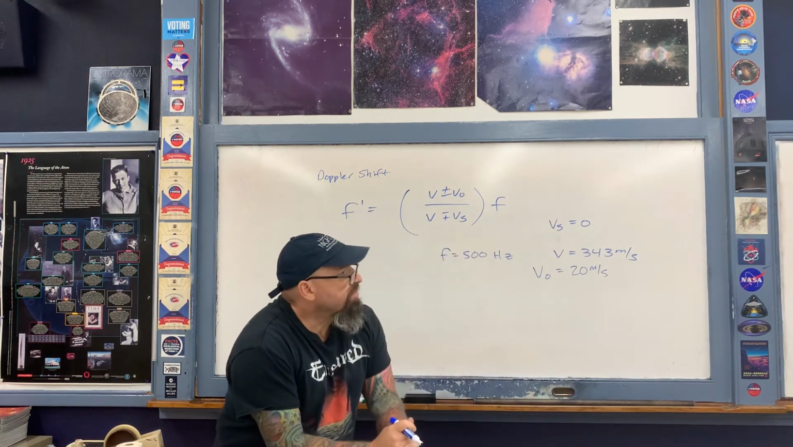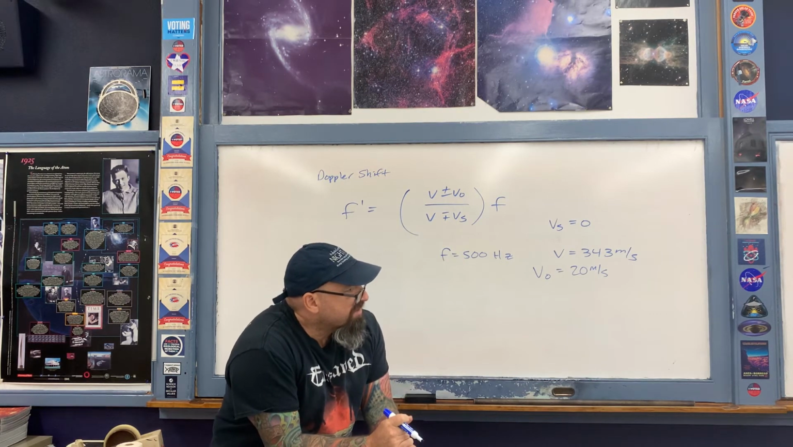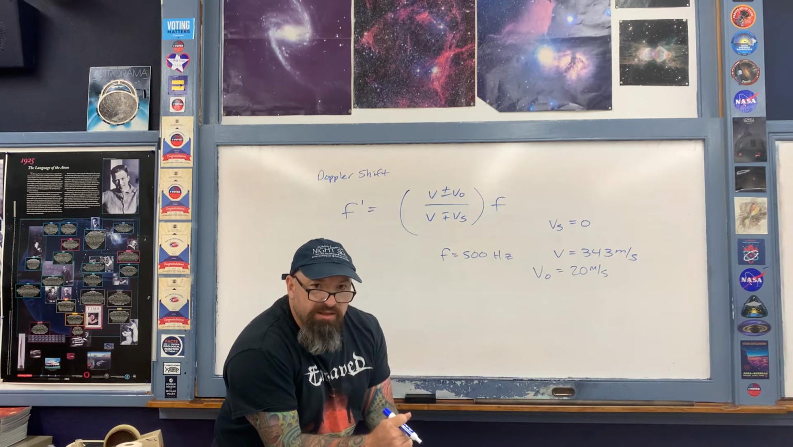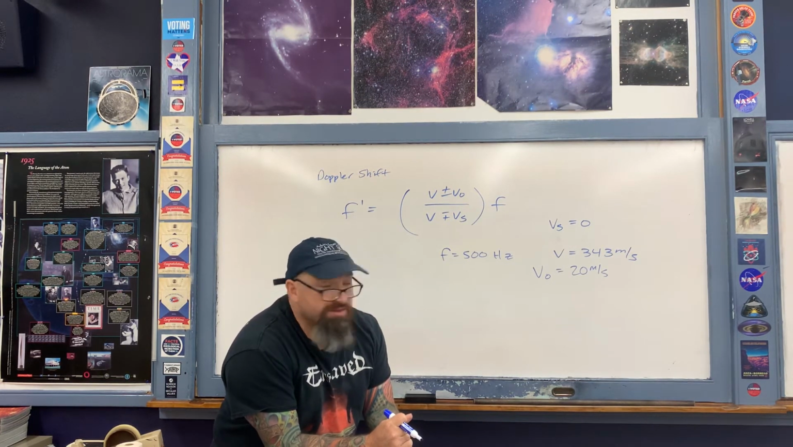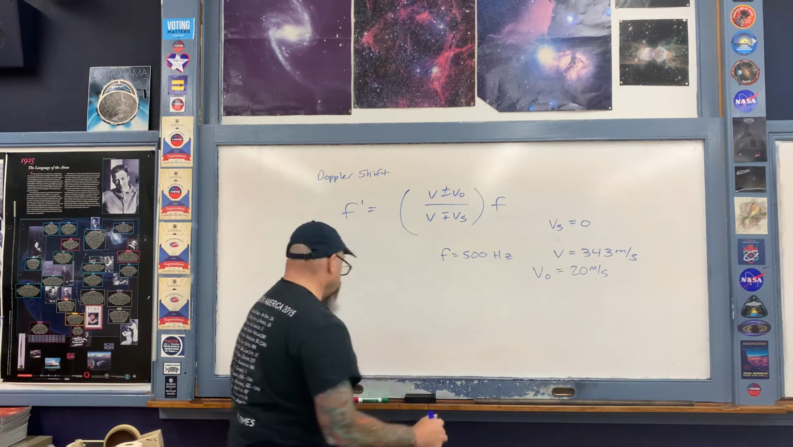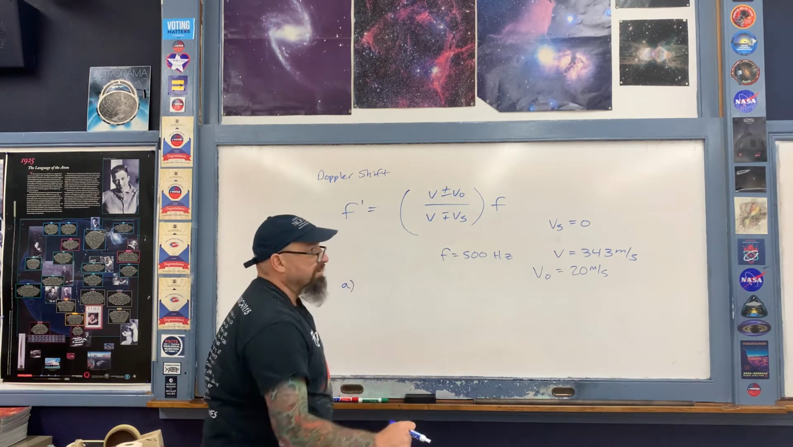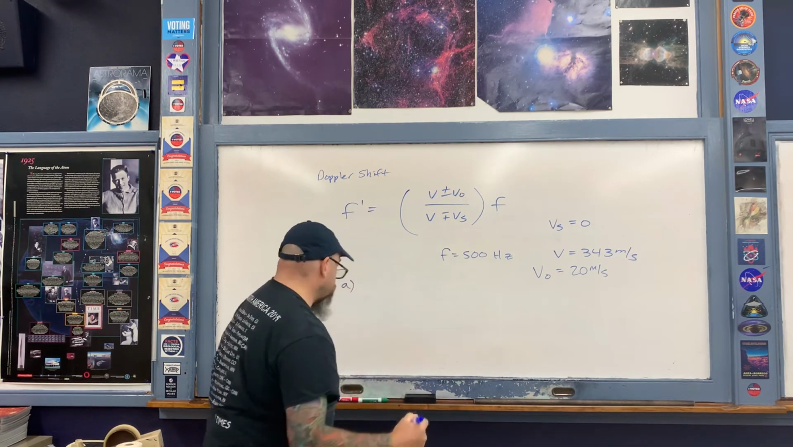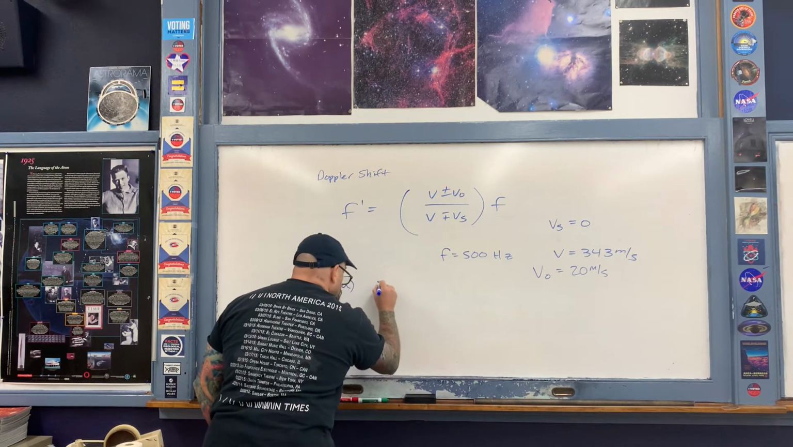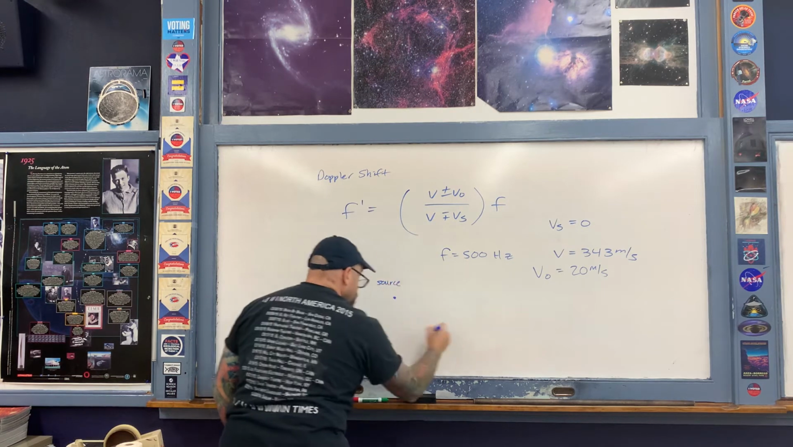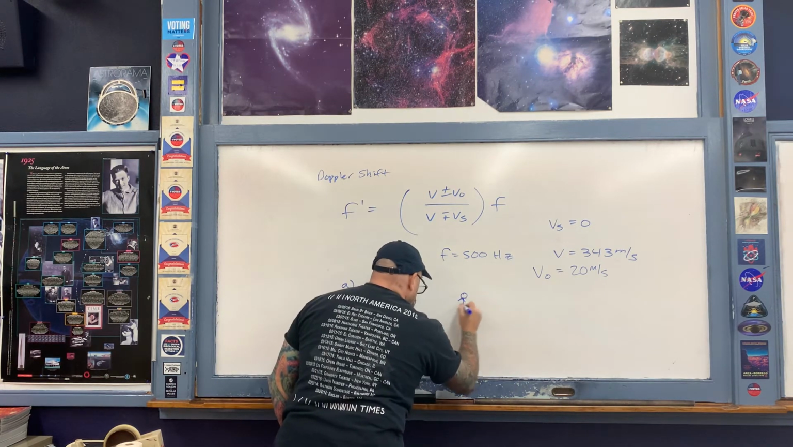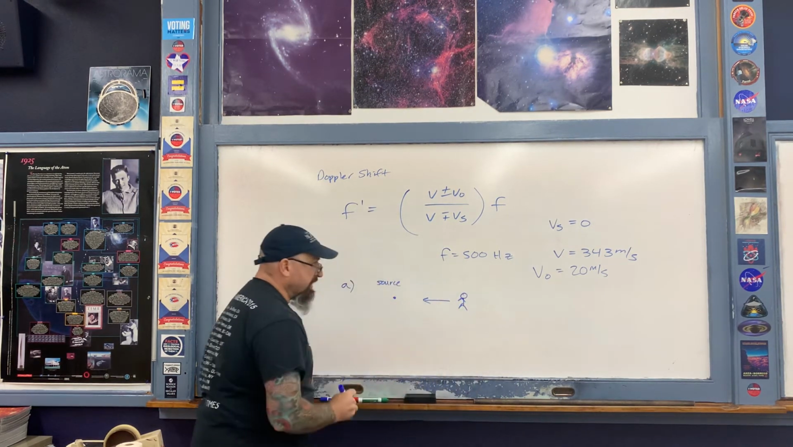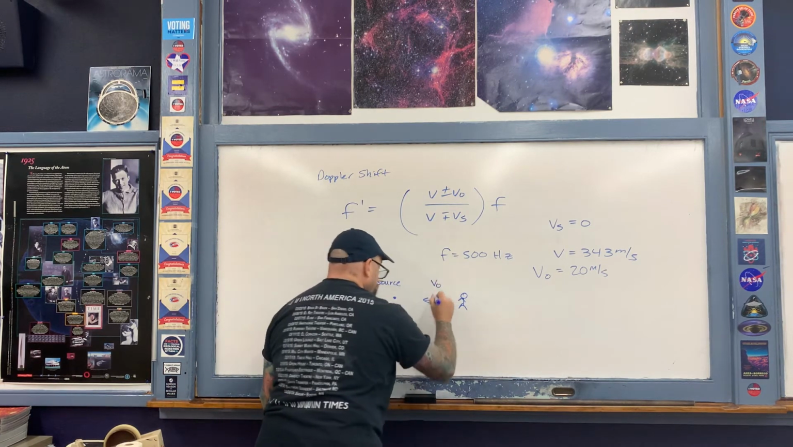Okay, and then it asks, what is the frequency heard by the observer if the car moves towards the source? And secondly, what happens if the car moves away from the source? So let's call this part A and part B of the example. Let's do part A. So the observer in the car moves towards the source. Let's say that right here is the source of sound. Here's the observer in the car moving towards the source with the speed VO.